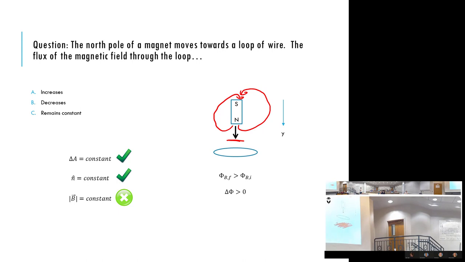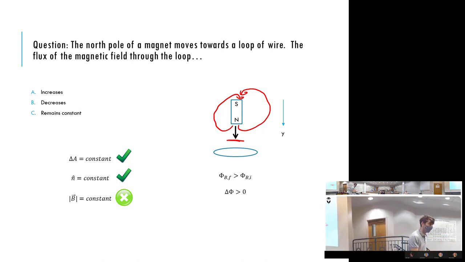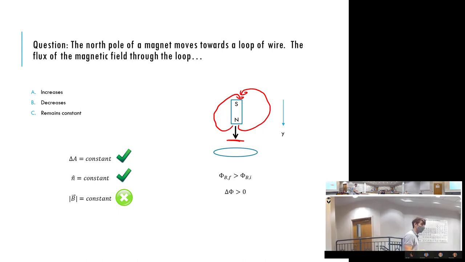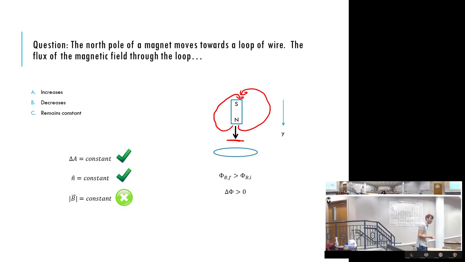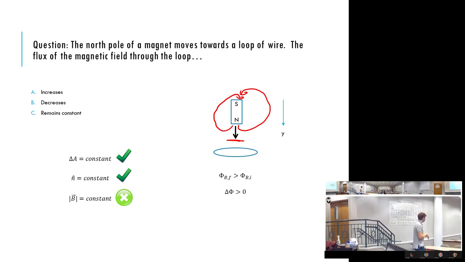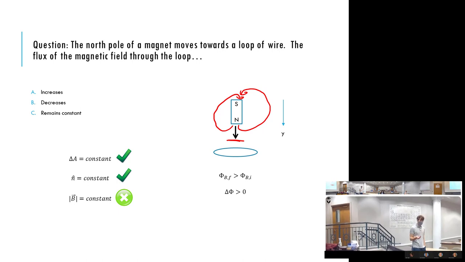Maybe we should review flux. What does flux mean again? And don't come at me with flux capacitor, which by this time you realize is a bunch of garbage. What's the conceptual idea? Don't give me the mathematical definition. Conceptually, what does flux represent? How much of a vector passes through an area?